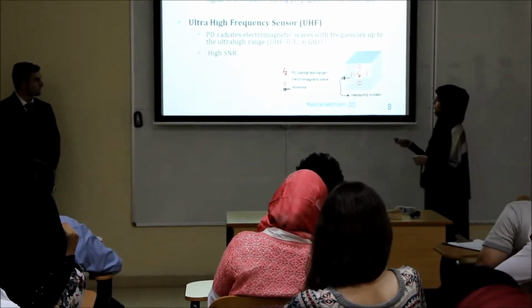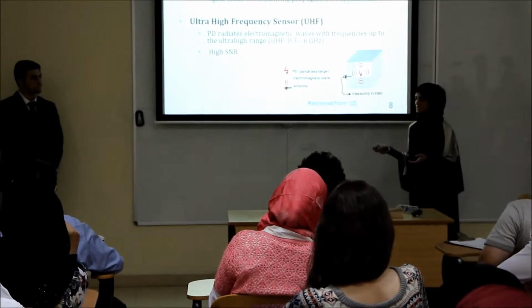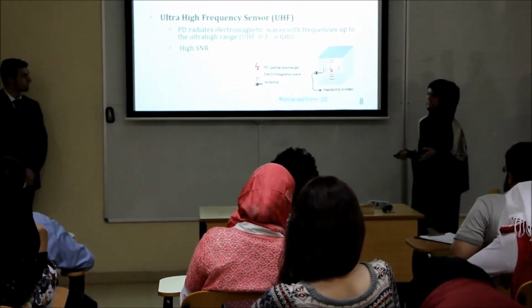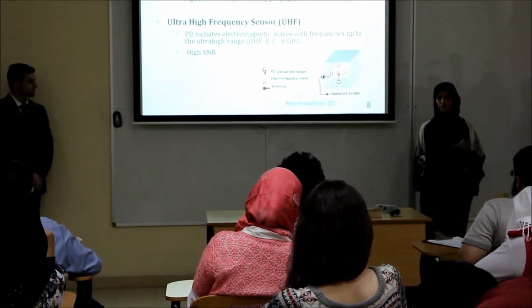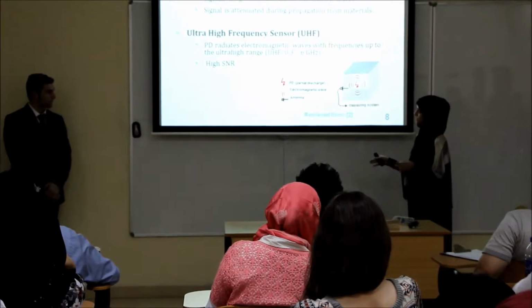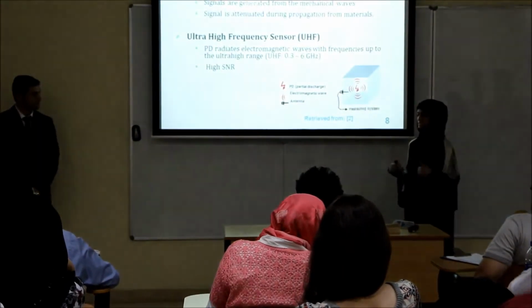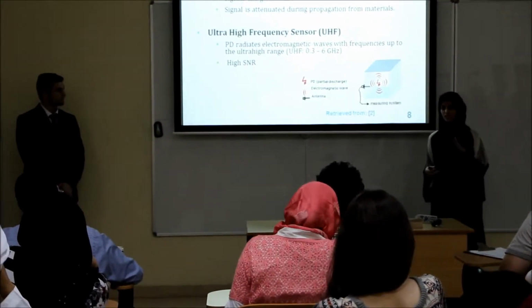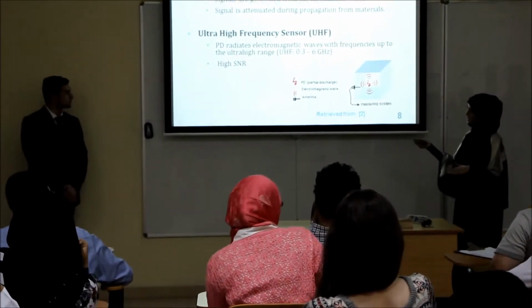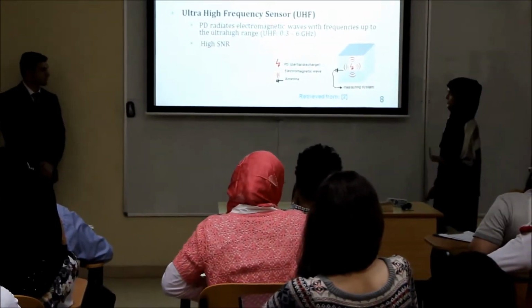And finally, the ultra-high frequency sensor, which is based on the fact that the partial discharge radiates electromagnetic waves with frequencies in the ultra-high range from 0.3 to 6 gigahertz. And since this particular type of sensor is placed inside the transformer, the signal is less attenuated than that of the acoustic method, and therefore has a higher signal-to-noise ratio.